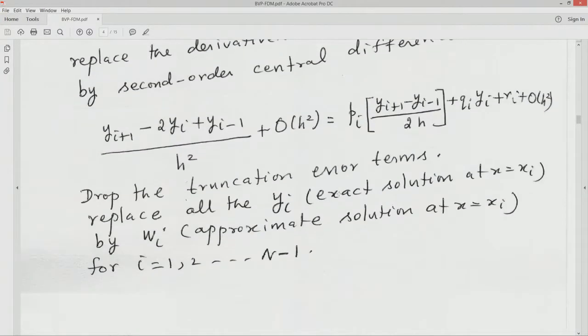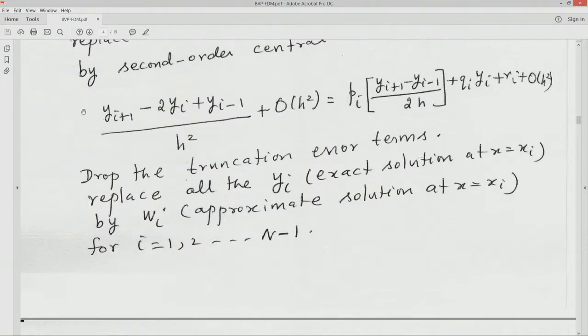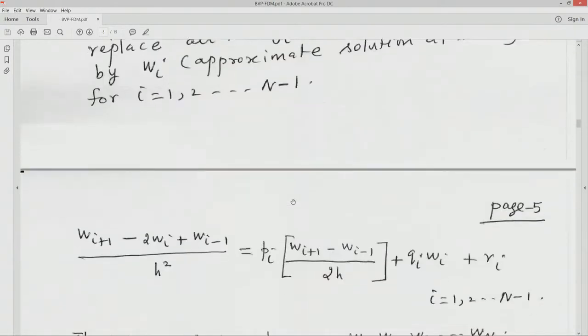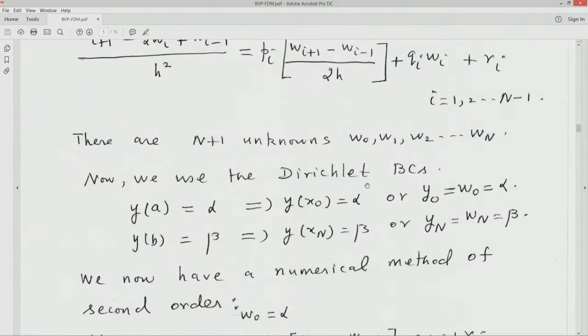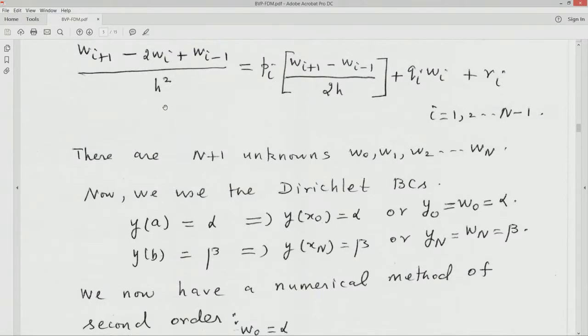Now I drop the truncation error term. When I drop the truncation error term, I have to replace all these exact values at xi by the corresponding approximate values. As a result, I will get the scheme to be wi plus 1 minus 2 wi plus wi minus 1 by h square equal to pi into wi plus 1 minus wi minus 1 by 2h plus qi into wi plus ri, and this is satisfied for all i, which is 1, 2, 3 etc. up to n minus 1. So, this will give us n minus 1 equations in the unknowns wi. In addition, there will also be w naught and wn appearing here.